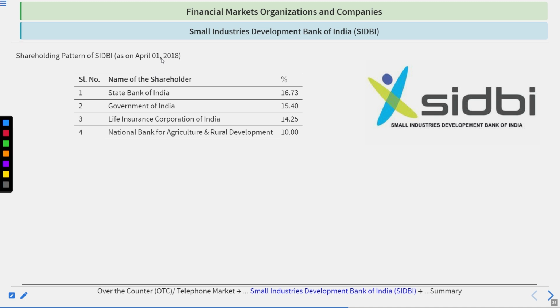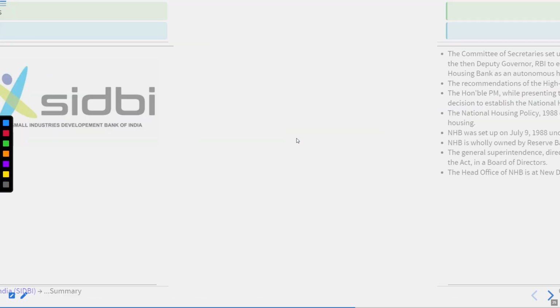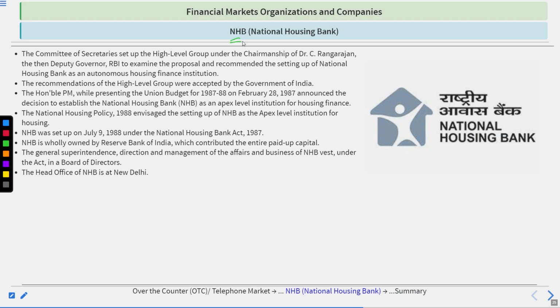Okay. So basically, this data has remained the same till now, so we could authenticate on it. The SBI has 16.73%, Government of India has 15.40%, Life Insurance Company has 14.25%, National Bank for Agricultural Development has 10%. Okay. Now, National Housing Bank.